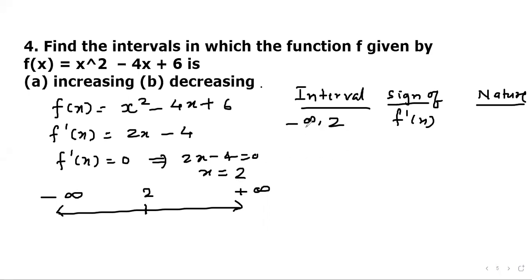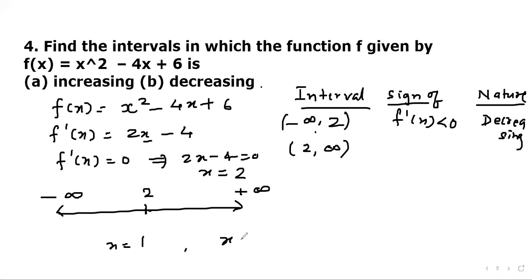If we choose any number between minus infinity and 2, suppose we take x equal to 1. If we put x equal to 1 here, then it will be negative. So f dash x will be less than 0. Hence it is decreasing. Now, if we choose this interval, 2 to infinity, suppose we take x equal to 3. If we put 3 here, 6 minus 4 will be positive. So f dash x will be greater than 0. Hence the function is increasing.